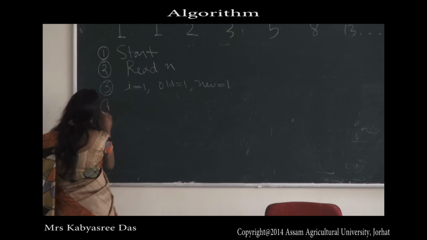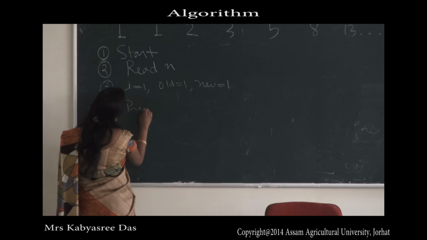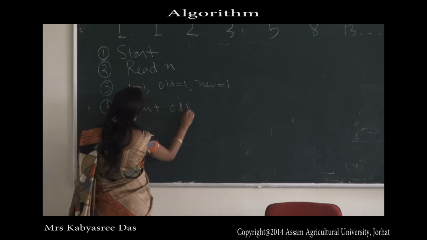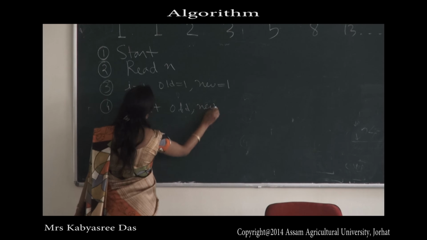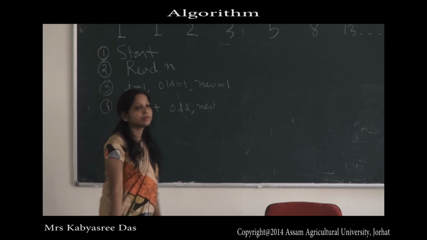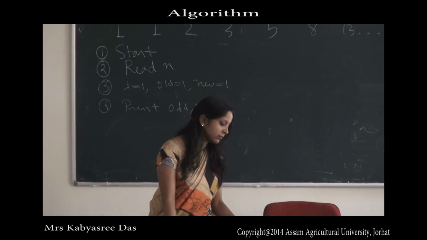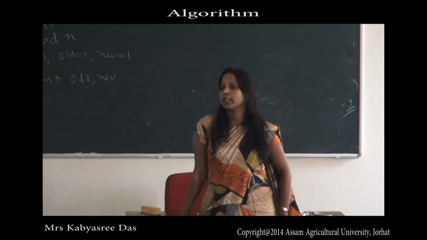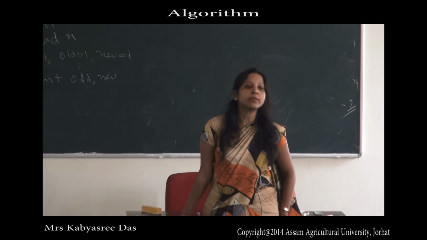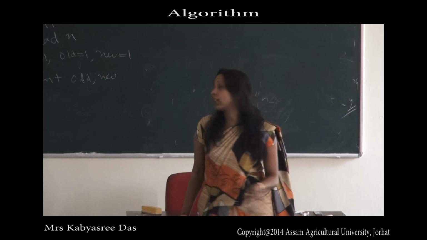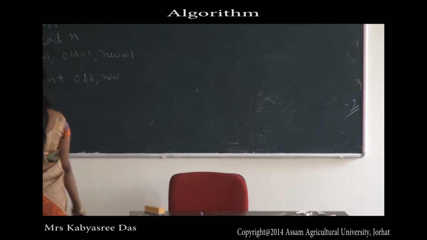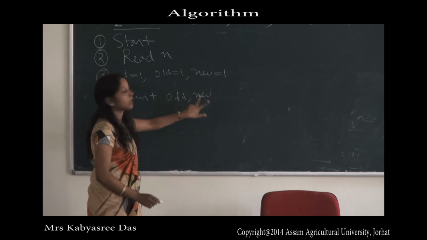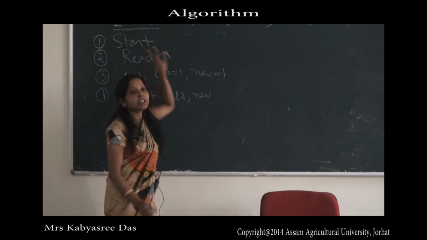In number 4 step you write print old, new. What is the value of old? It is 1. What is the value of new? 1. That means it will already print 2 terms of this series, 1 and 1. It will output 2 terms, no? 1 and 1. That means you have already printed 2 terms of the series.